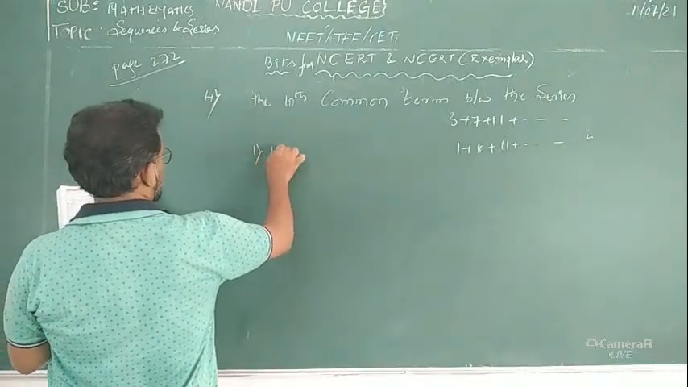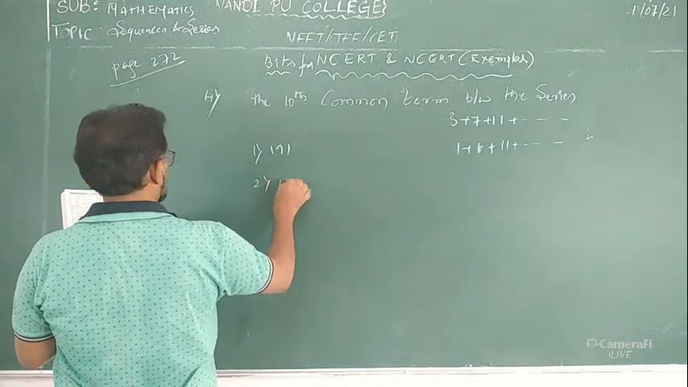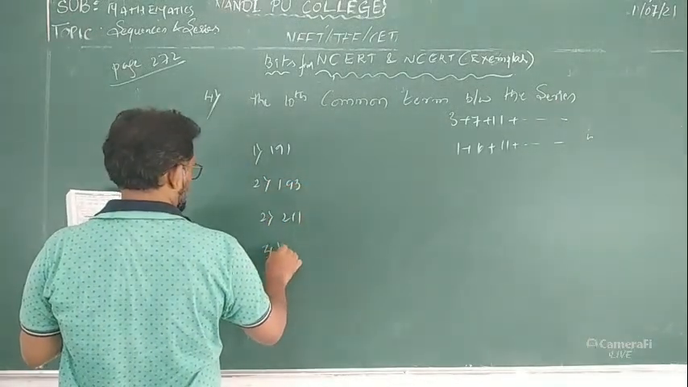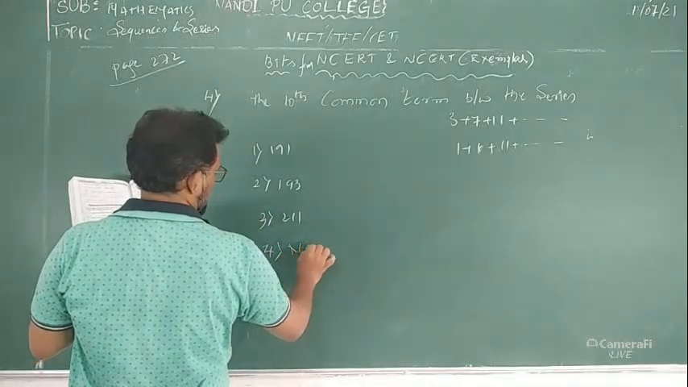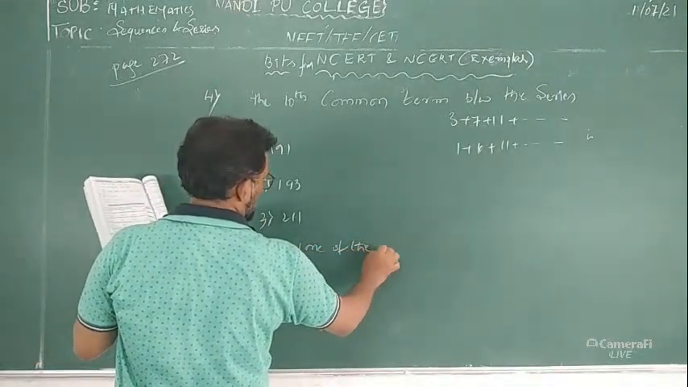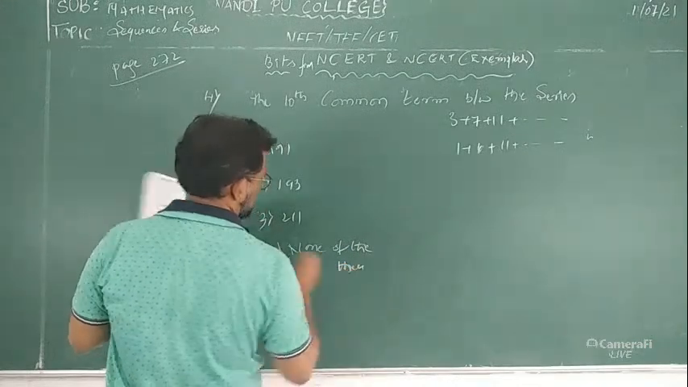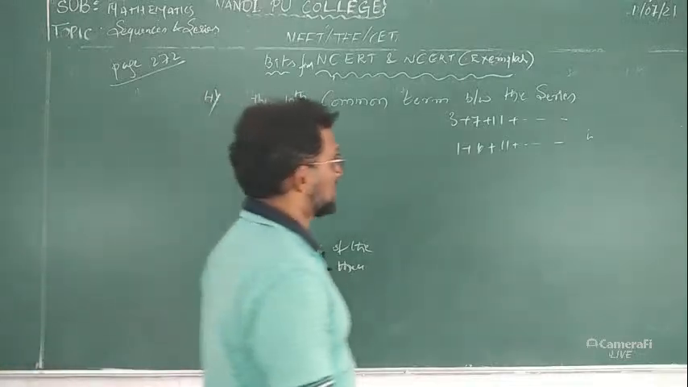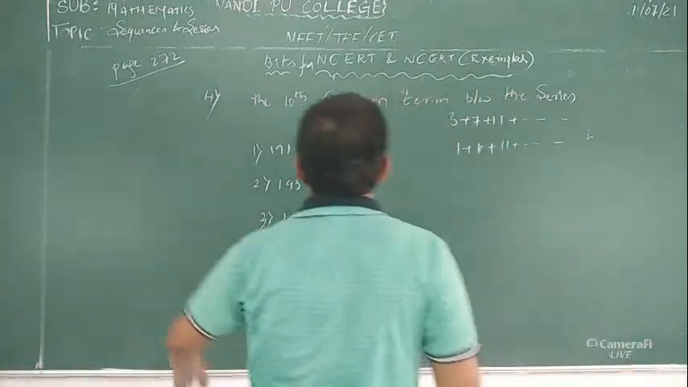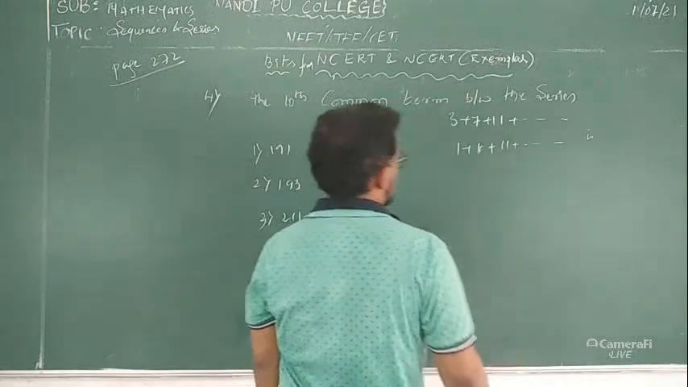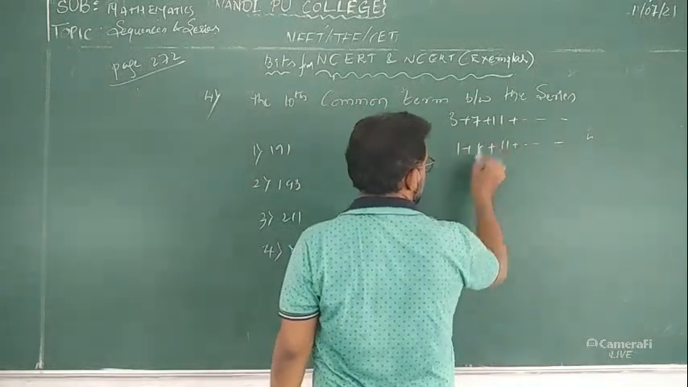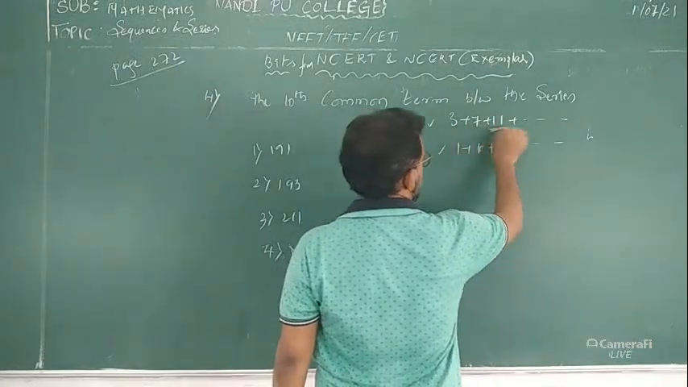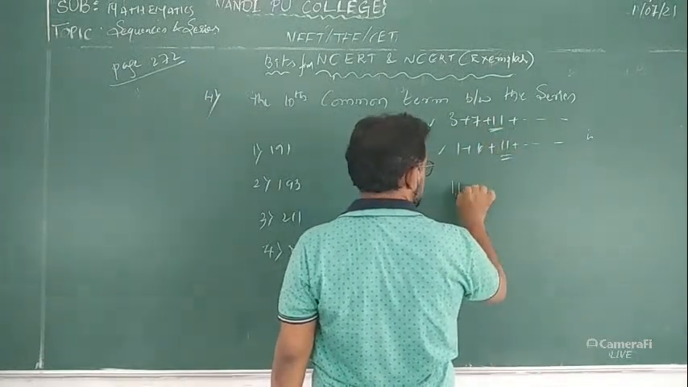First one is 191, 193, 211, none of these. None of these. What he says, the 10th common term. So, if you observe both the series, the common term is 11. Like that, the common term is 11.